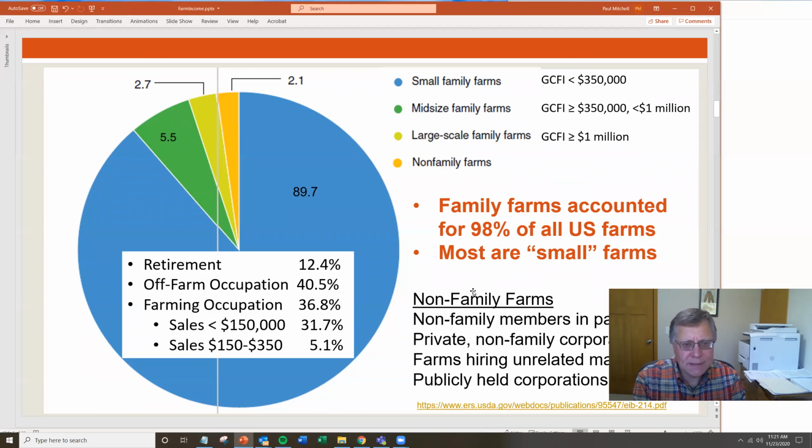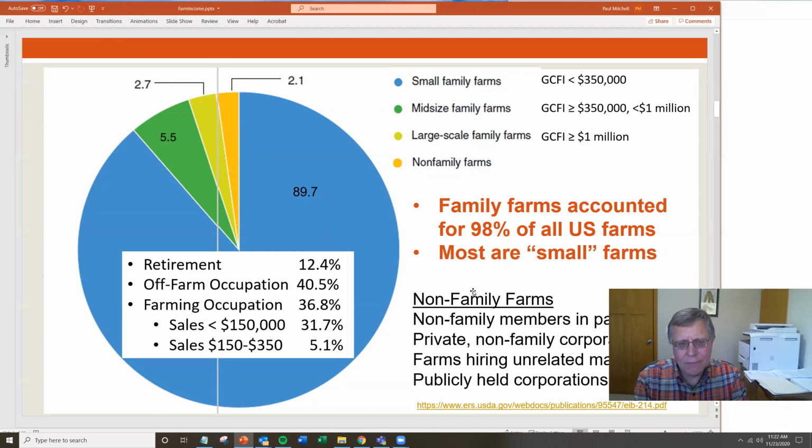Then we go up to the mid-size, large, and non-family farms. Mid-size farms are family farms with cash income between $350,000 and $1 million, that yellow-green slice. Large family farms are greater than $1 million in cash revenue. Then there's a small category of non-family farms. So if you take these numbers, most farms in the U.S. are family farms, 98%, or 97.1% if you want to be exact. But 98% of farms in the U.S. are family farms, and most of these are small farms in that big, giant blue slice.